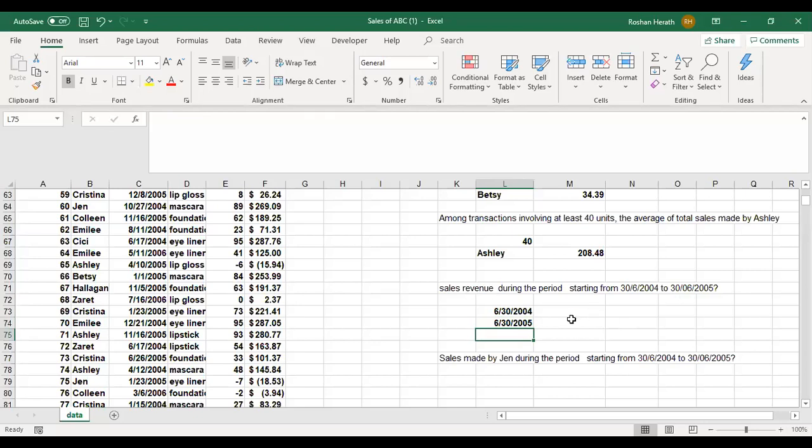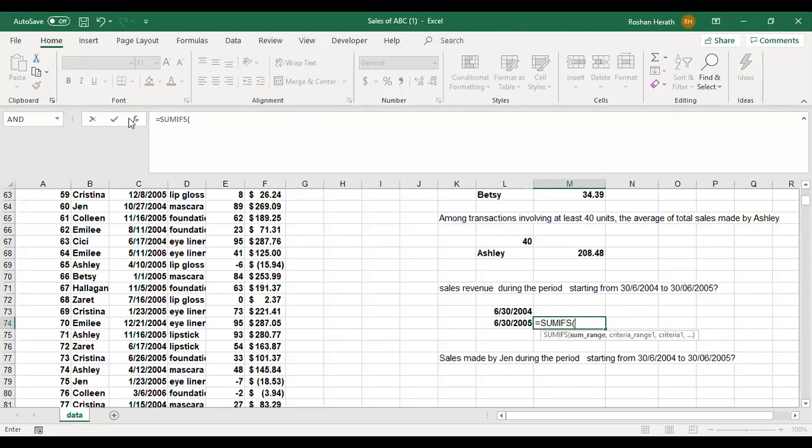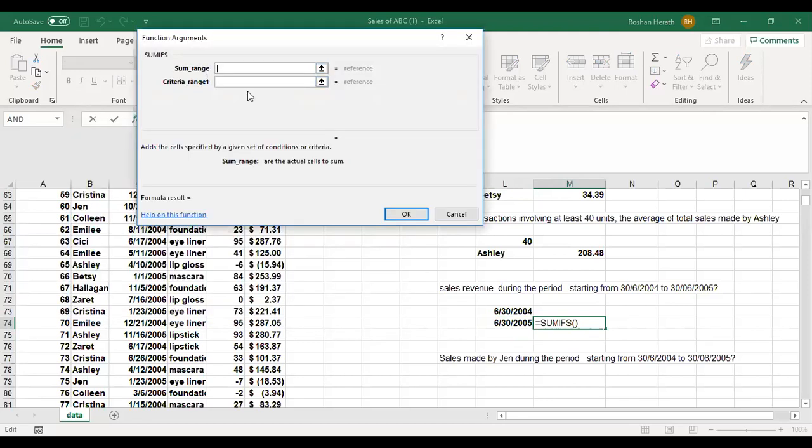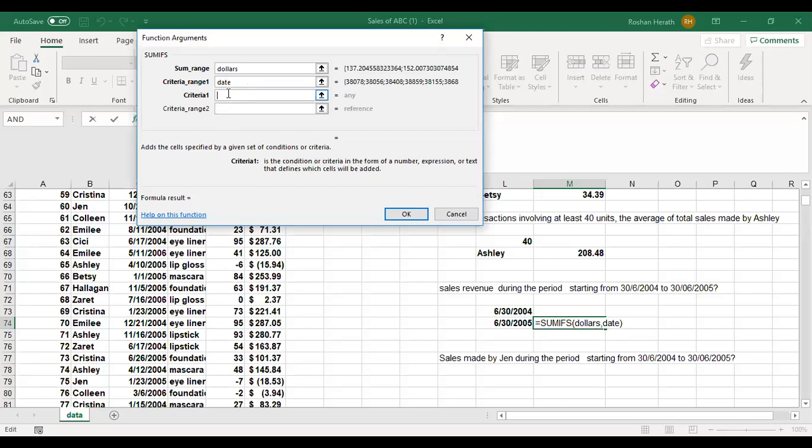The sales revenue during this particular period, again, you have to take the sum-ifs, no? So taking sum-ifs, you can take the sum range, that's going to be the dollars. Then the criteria range 1, it has to be the date. Date must be greater than or equal, close the double quotes, keep some space, take the ampersand, keep some space, make the reference. It must be greater than or equal to this.